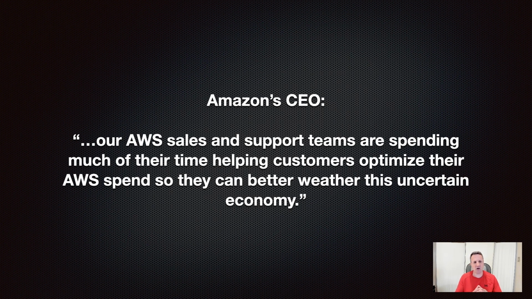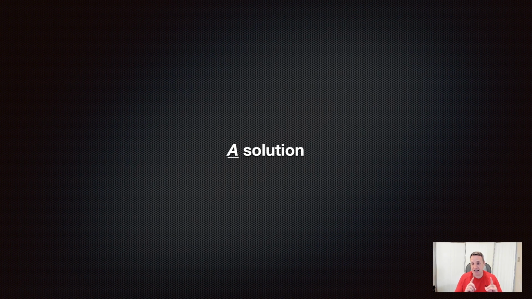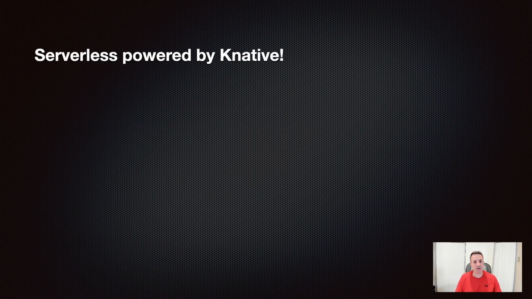And Amazon's CEO acknowledges that they're not really seeing customers cutting costs as much as they're trying to optimize costs so that they can better weather the uncertain economy. But why wait for an economy that's uncertain? Why aren't we always trying to cut costs and save money so that we have resources for other projects? And this is where serverless really can shine. And it is a solution. It is not an end-all, be-all solution, but it's got a tremendous amount of potential, and that's what I hope to show you here today.